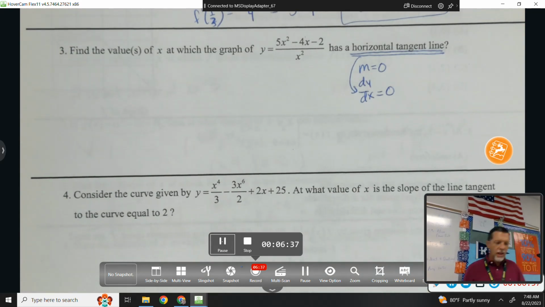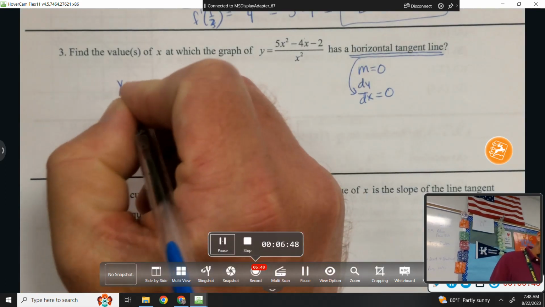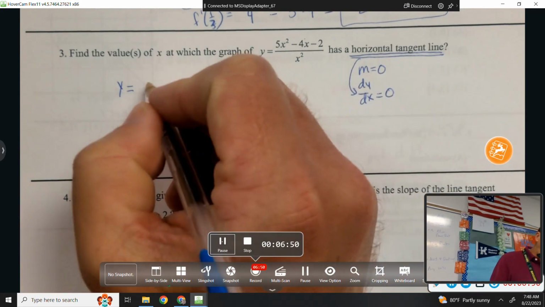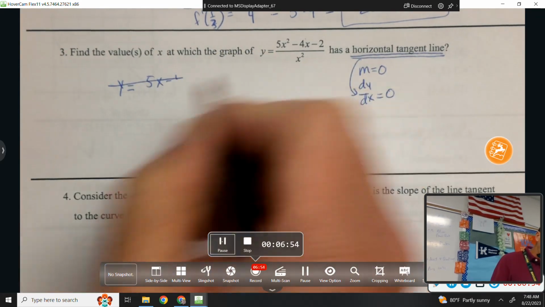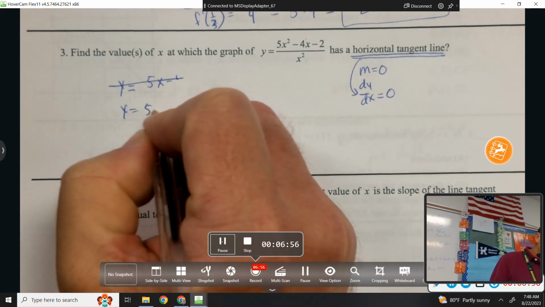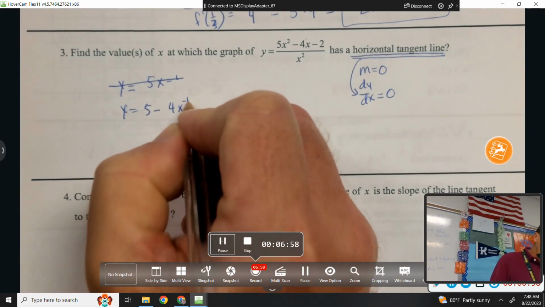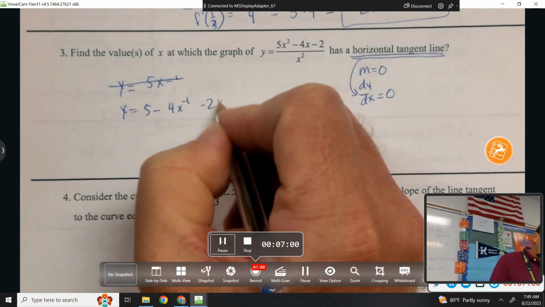So once again, I need to take a derivative. Like all these problems are, take a derivative and then basically reread the question and make sure you answer what they're asking. So another one where I've got to divide everybody by x. Whoops, divide everybody by x squared. So 5 minus 4x to the negative 1 minus 2x to the negative 2.